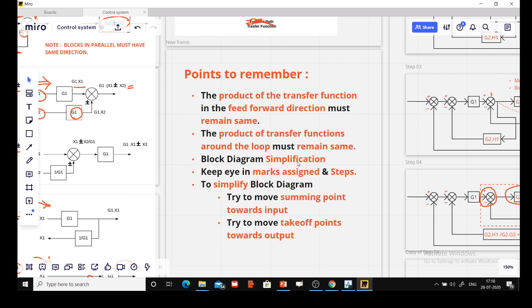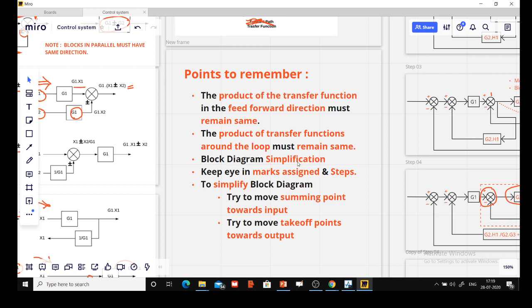Now the fourth point is from the exam point of view. If you have some marks assigned for that block diagram, say 10 marks, the whole problem should get solved in somewhere around 10 steps. So try to keep an eye on the marks assigned and the steps you are doing. If the problem is asked for 10 marks and you are doing 15 steps to solve the diagram, that means you are doing something wrong. Nobody will ask you to solve a block diagram of 20 steps for 10 marks.